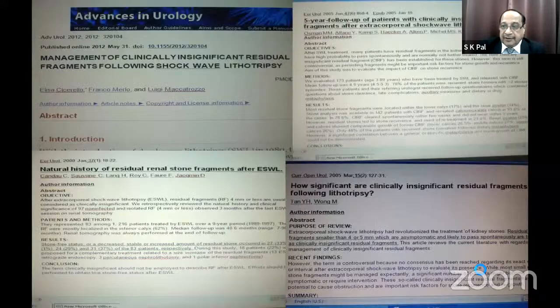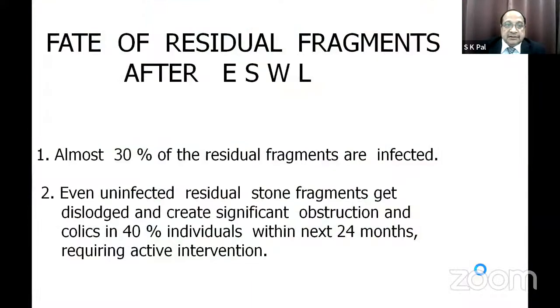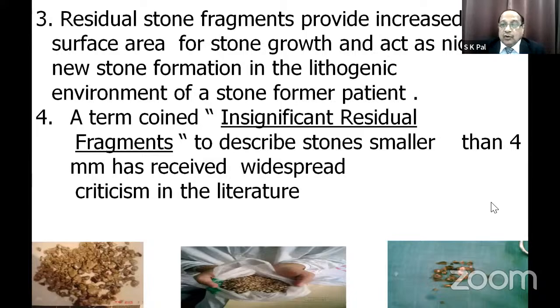If there are residual fragments, what happens? Almost 30% of the residual fragments are infected, and they will continue to cause recurrent UTI. Even uninfected residual fragments come out in about the next 24 months. 40% of the individuals will develop some symptom or the other, and you will have to remove these stone fragments. Residual stone fragments provide increased surface area for stone growth and act as a nidus, which causes new stone formation in the lithogenic environment of a stone former patient.